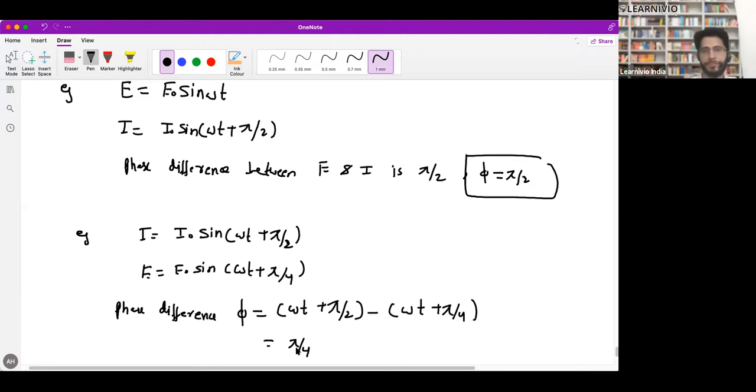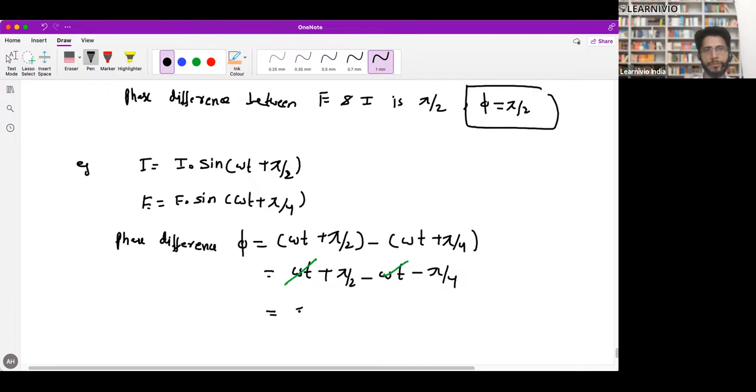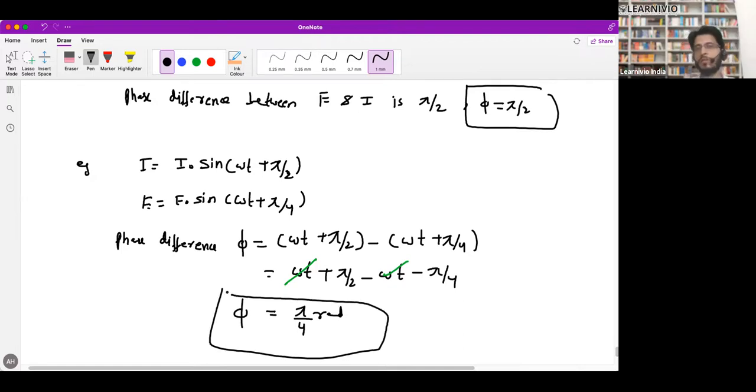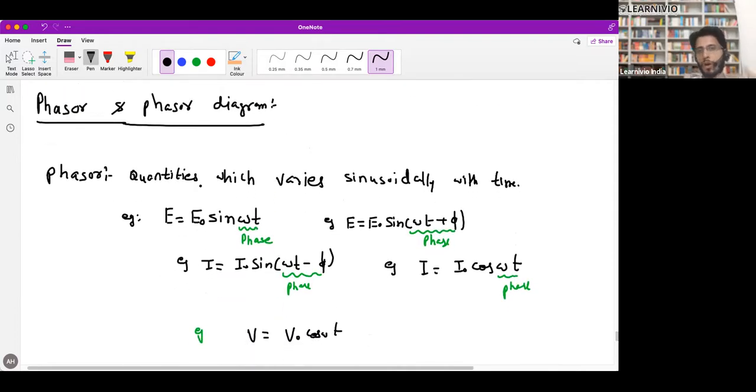Right? Clear. I'm writing all the steps. So this is omega t plus pi by 2 minus omega t minus pi by 4. See, omega t will cancel. If you subtract pi by 2 and pi by 4, you will get pi by 4. So the phase difference phi here is pi by 4. This is how we calculate phase difference. Just by looking at the equations, you can decide the phase difference between them. Just note it down. Then we'll see how we draw the phasor diagram.